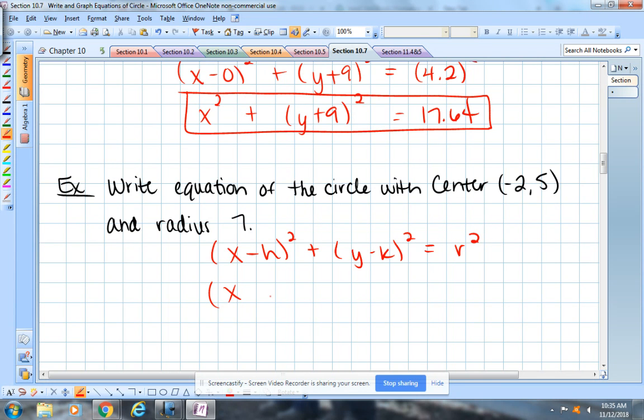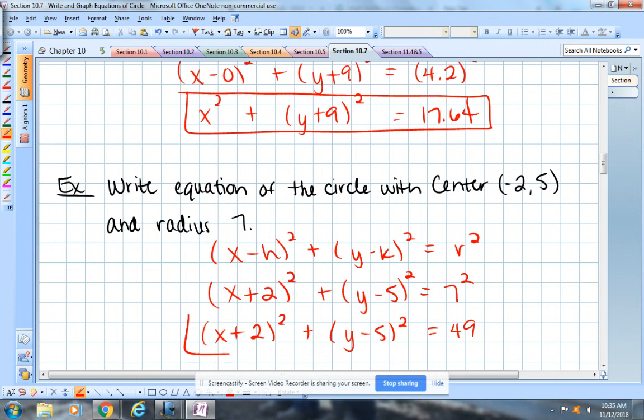So I change the sign and say (x + 2) squared. Plus my k is 5. So I change the sign and say (y − 5) squared equals 7 squared. And the only thing I have to do is fix 7 squared. And what is 7 squared? 49. So that's all you have to do after you plug in anything: change your radius squared to just a number.